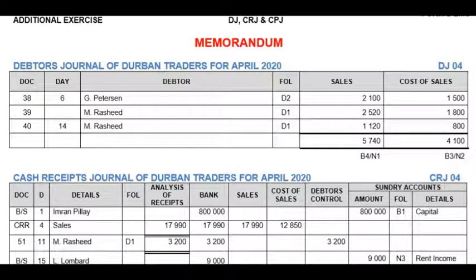Okay, now after you've posted your opening balances, you should start posting your journals. I always have a little routine when I post my journals, and the reason why I do it like this is so that I don't forget anything, or so that I don't make mistakes with the dates or the amounts that I'm posting. Okay, so I always start with the first journal of the question. In this case, it was the debtors journal, and then I go column by column.